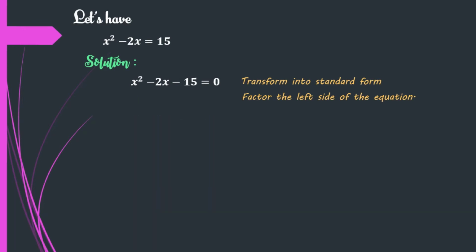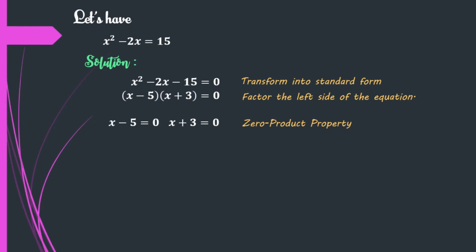So now we have the factors of x squared minus 2x minus 15. We have x minus 5 multiplied by x plus 3. Let's now use the zero product property, or ZPP. Thus, we have x minus 5 is equal to 0 and x plus 3 is equal to 0. Let's find the x of each factor. We have x minus 5 is equal to 0, so x is equal to 5. We have x plus 3 is equal to 0. Thus, x is equal to negative 3.